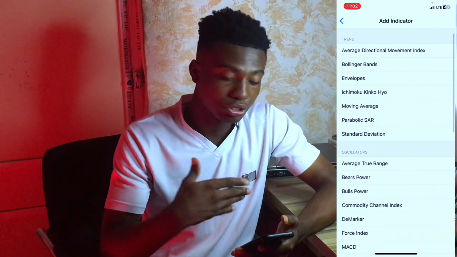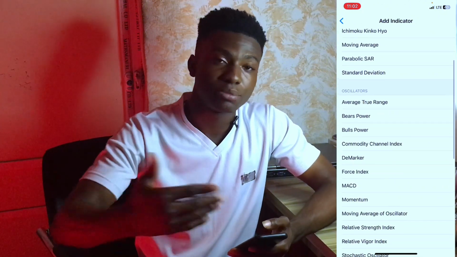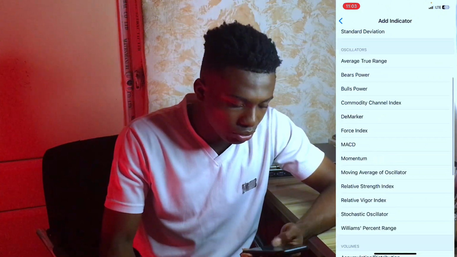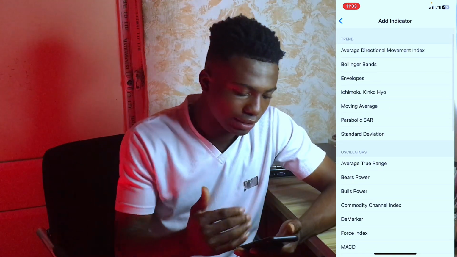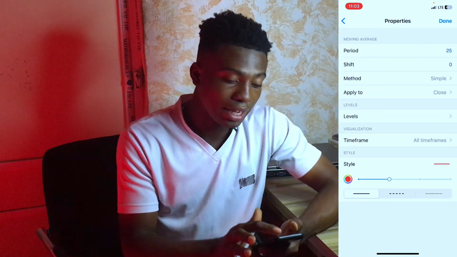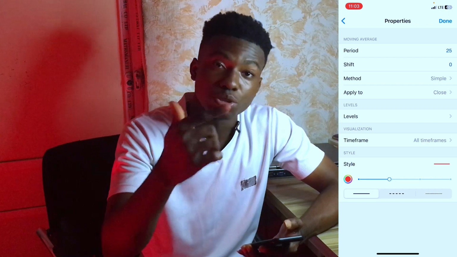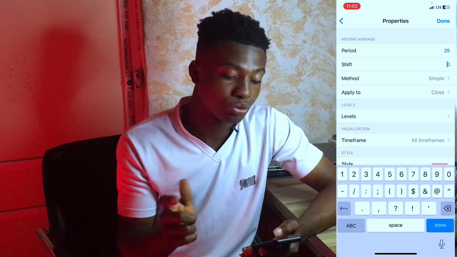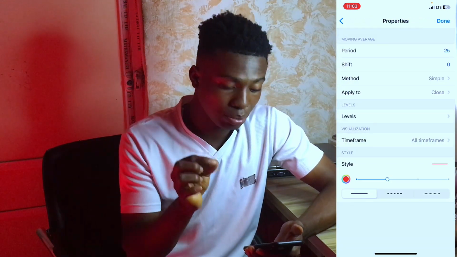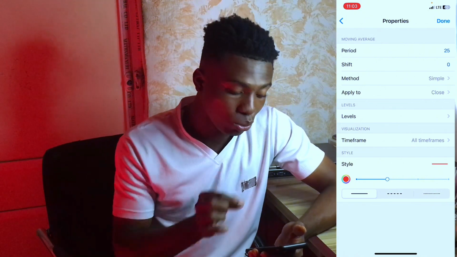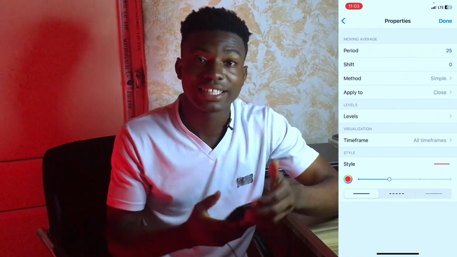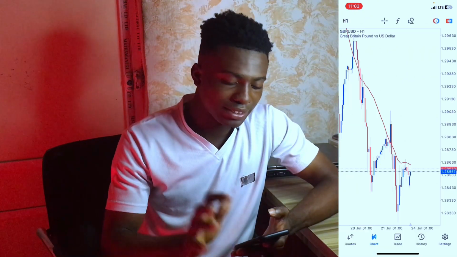Go to your indicator section, go to main windows, whether you're using MT4 or MT5. Basically, you want to go to the moving averages. It's usually at the top. Then you have to set the first period to be 25. The shift should be 0. The method should be simple, and the apply should be close. You can set the color to be red. Let's be on the same part, right? Once you've done that, just hit done.